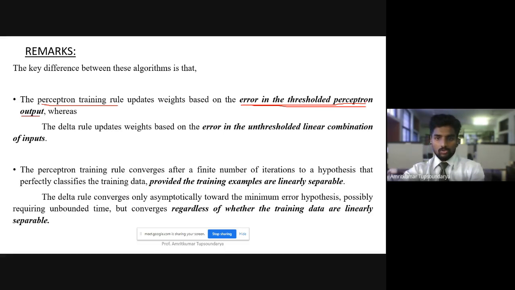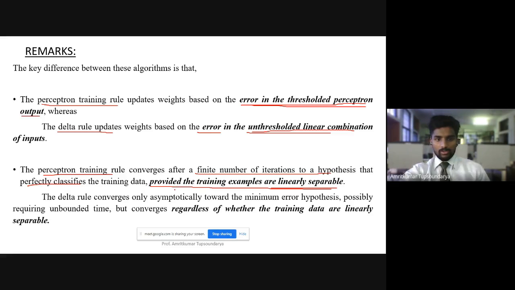So the perceptron rule updates based on the error in the thresholded perceptron output, but the delta rule updates weights based on the error in the unthresholded linear combination, right? So this is one difference between the perceptron rule algorithm and the delta rule algorithm. Another difference is that the perceptron training rule converges after a finite number of iterations to a hypothesis that classifies the examples correctly, right? But provided that the training examples are linearly separable.